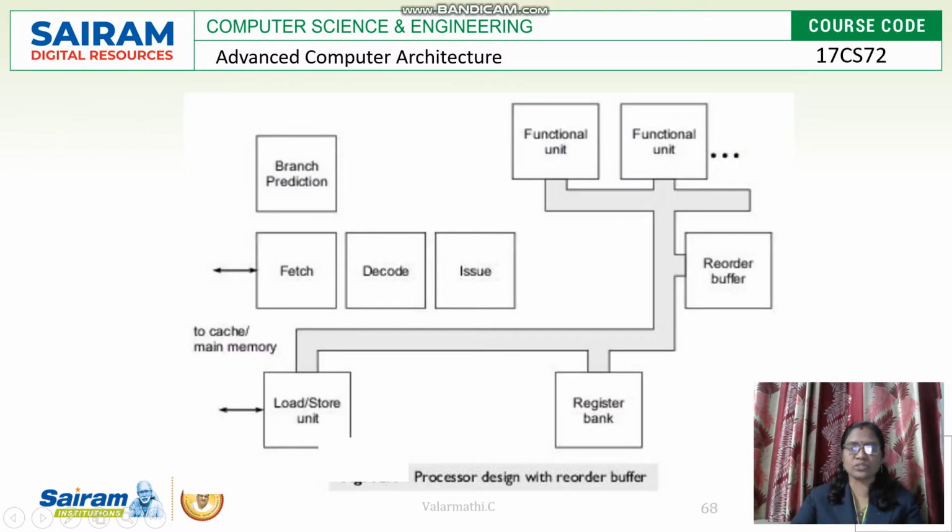And this diagram shows the processor design with a reorder buffer. As we discussed earlier, there are n number of functional units in a typical processor, given at the top. These functional units are connected with the load and store unit with the help of the reorder buffer and register banks. Two separate additional units are added here: the reorder buffer and register renaming. It implements the concept of register renaming and is connected with the load and store unit.